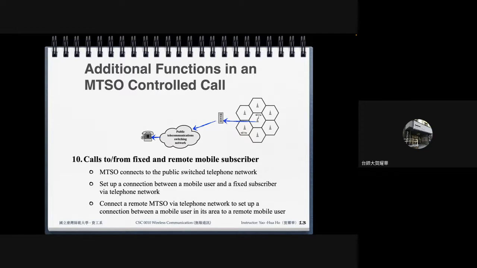You can also connect to another MTSO. Say, for example, you want to use a cell phone to connect to a friend from Tainan. Then that might go through the public telephone switch network and go to another MTSO, then connect them. Okay, so those are the additional functions. You can call from a land phone. You can call from one mobile device to another mobile device located in the same MTSO, or you can be located in a different MTSO coverage.